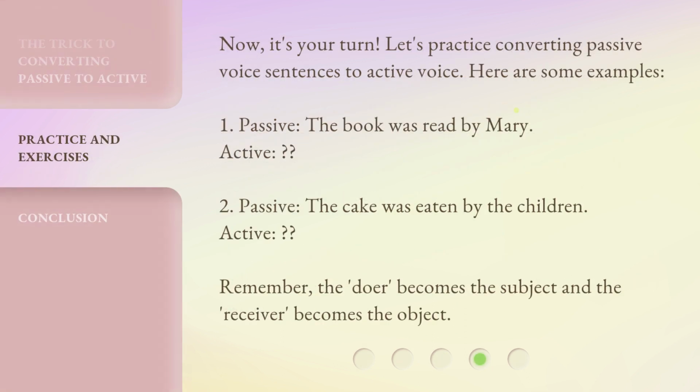Now, it's your turn. Let's practice converting passive voice sentences to active voice. Here are some examples. 1. Passive: the book was read by Mary. Active: 2. Passive: the cake was eaten by the children. Active: remember, the doer becomes the subject and the receiver becomes the object.